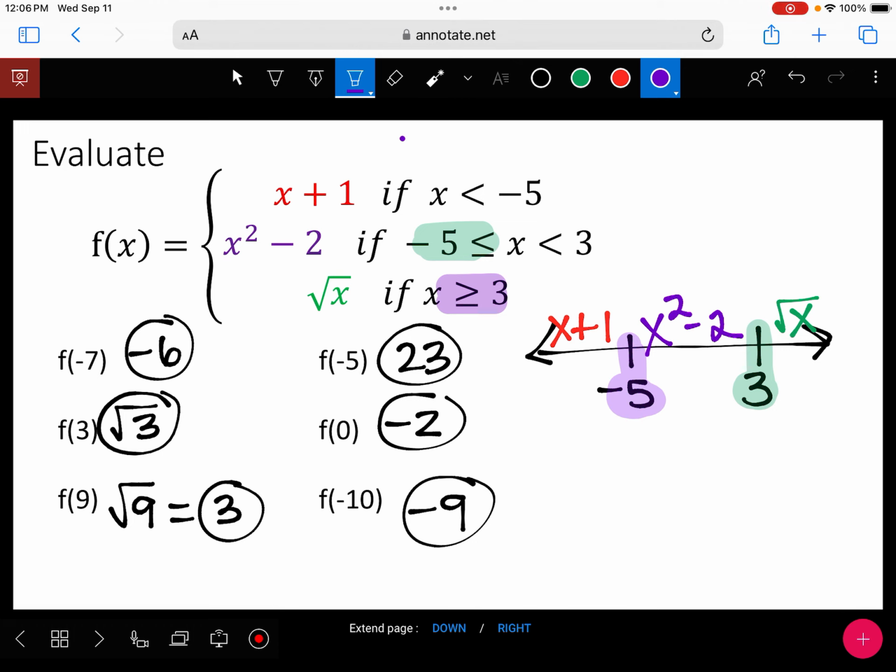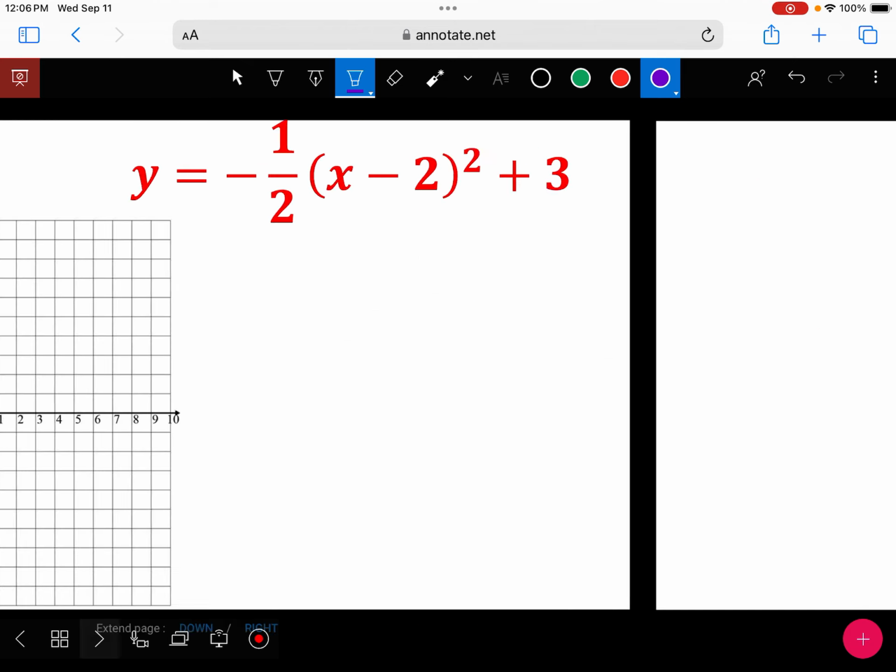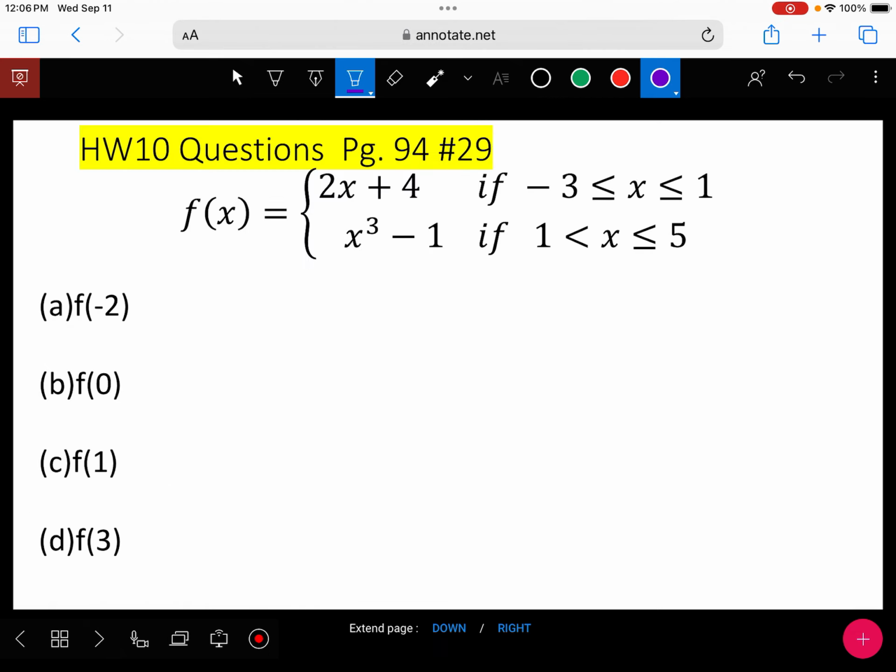Okay, all right, so now let's talk about homework. Go ahead, take out homework 9. I wanted to go through some of the piecewise functions with you. So I'm pretty sure you should be able to do this one. This one is pretty straightforward.